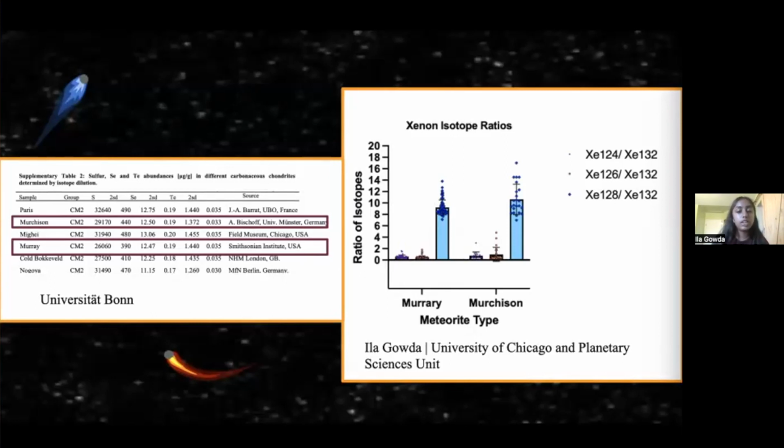On the right, I used a data set from the University of Chicago, and I graphed the ratios of the xenon isotopes of xenon-124, xenon-126, and xenon-128. And for both meteorites, Murray and Murchison, you can see how similar the bar graphs look in comparison with each other for all three isotopes.